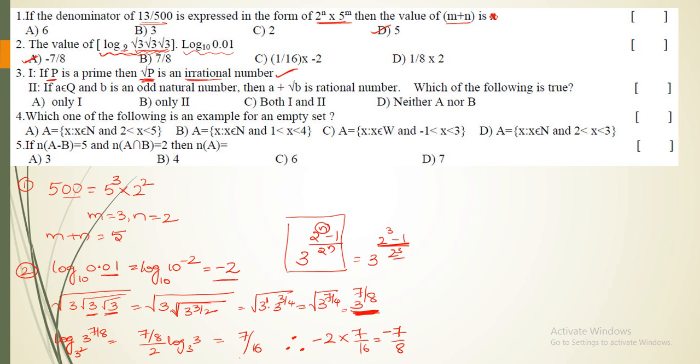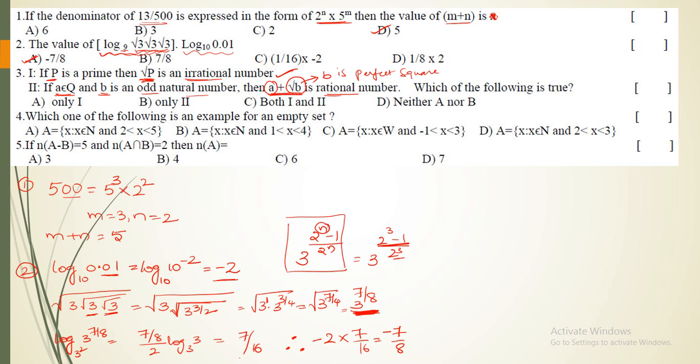So it is always true. Next, if A belongs to Q, the rational numbers, and B is an odd natural number, then A plus root B is irrational. When can you say that A plus root B is irrational? Since A is rational, if root B also becomes rational, then the sum of these two is a rational number. Root B becomes rational when B is a perfect square. So when B is a perfect square, we can say that it is a rational number.